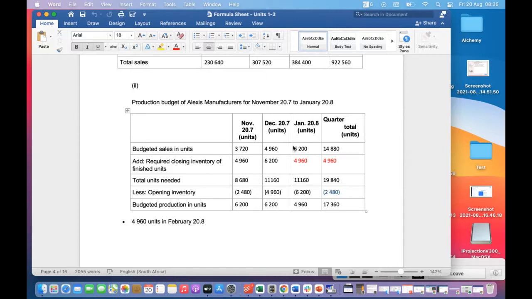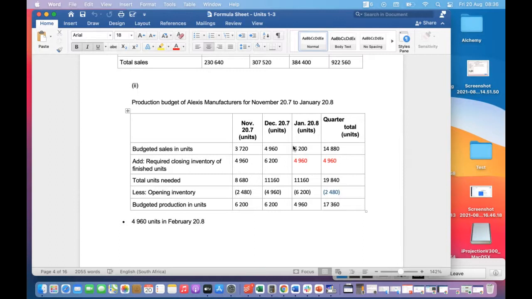And the opening inventory was what we had at the beginning of November. Does that make sense? And that's why I put that in blue. Maybe I should also put this in blue for you guys. And then finally, what was the total amount of production in terms of units that we needed to do for the whole quarter? There we're saying the 19,840 minus the 2,480, and that's how we're arriving at that. Is it making sense now?